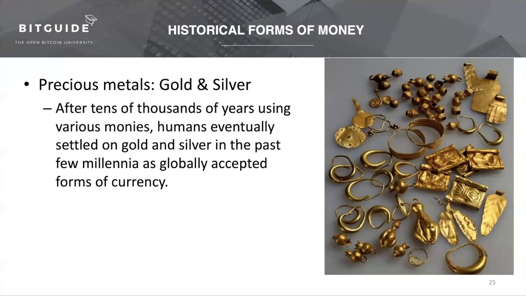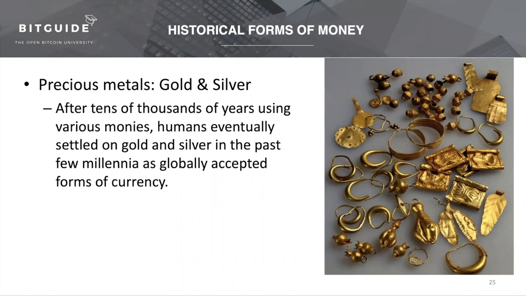After tens of thousands of years using various monies, humans eventually settled on gold and silver. Originally, these were pieces of jewelry that were used for ornamental value. And gold and silver were universally known to be precious. And the reason for that is partly because of the looks and partly because of the trust that was gained over the millennia in these items being able to keep their value.